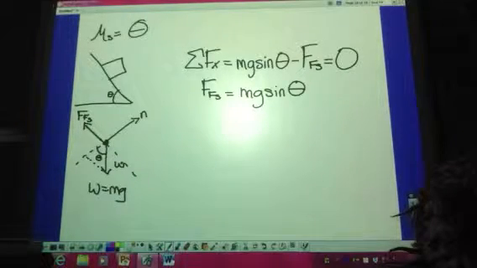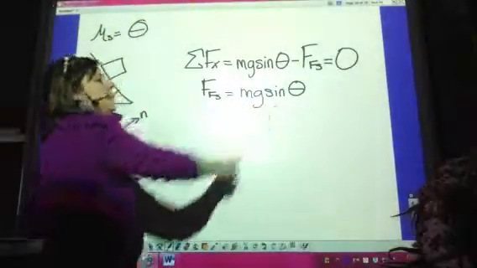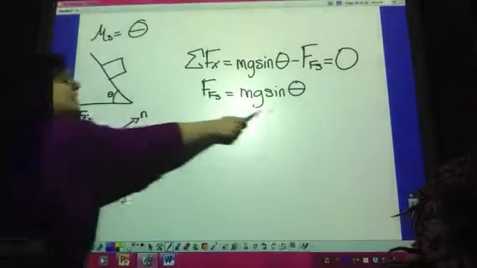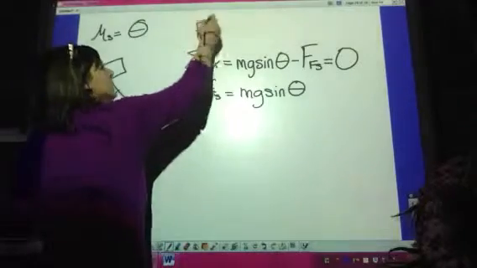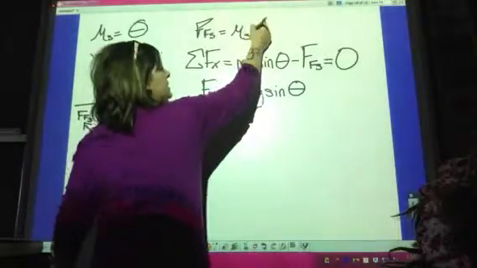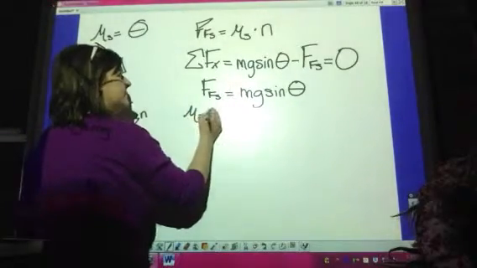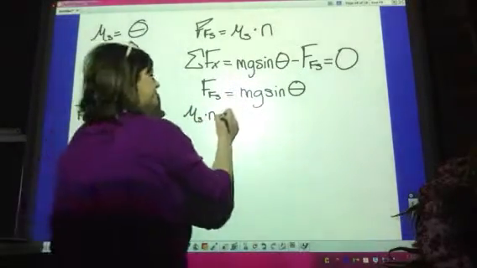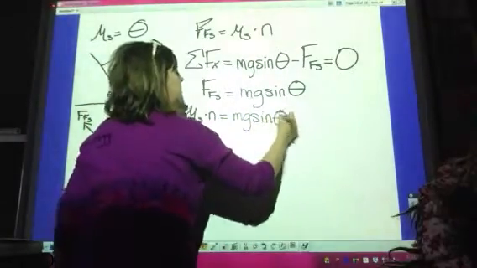Okay, but they asked me to show that the coefficient of static friction is somehow related to this theta. And I don't see mu s in here yet. So I know that the force of friction is equal to mu, coefficient of static friction, times the normal force. So let's just go ahead and say mu s times the normal equals mg sine theta.